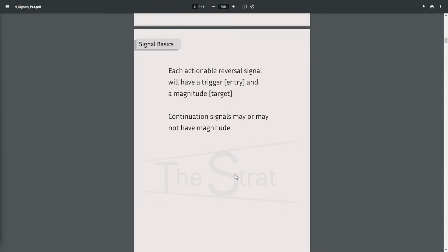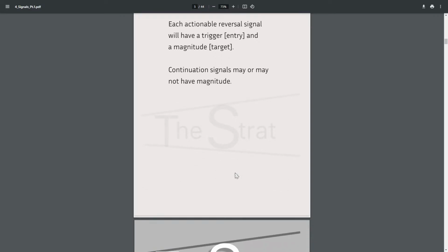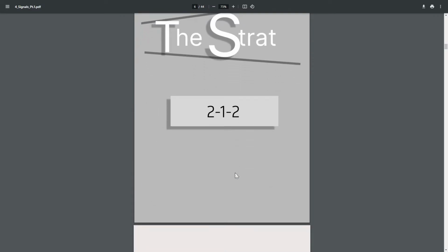Signal basics. Each actionable reversal signal will have a trigger, which is our entry, and a magnitude, which is our target. So we always want to know those two pieces of information before we enter any trade. What's our entry and what's our exit? And then also what's our stop, which we will get into later. Continuation signals may or may not have magnitude. That's the measured move type thing, which we're going to cover.